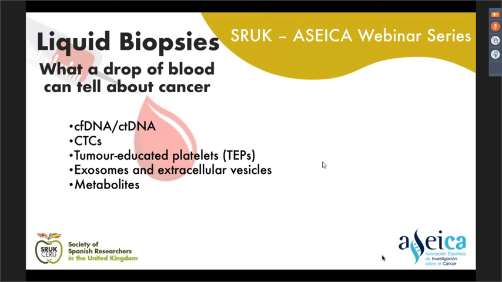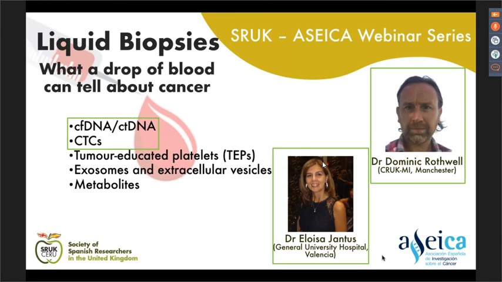With a drop of blood of a cancer patient, we can find circulating free DNA or circulating tumor DNA, circulating tumor cells, tumor-educated platelets, exosomes and extracellular vesicles, and also metabolites that can be used as blood-based biomarkers. Today we have Dr. Dominic Rothwell and Dr. Eloisa Jantus that will tell us about circulating tumor cells and circulating tumor DNA in the context of lung cancer.